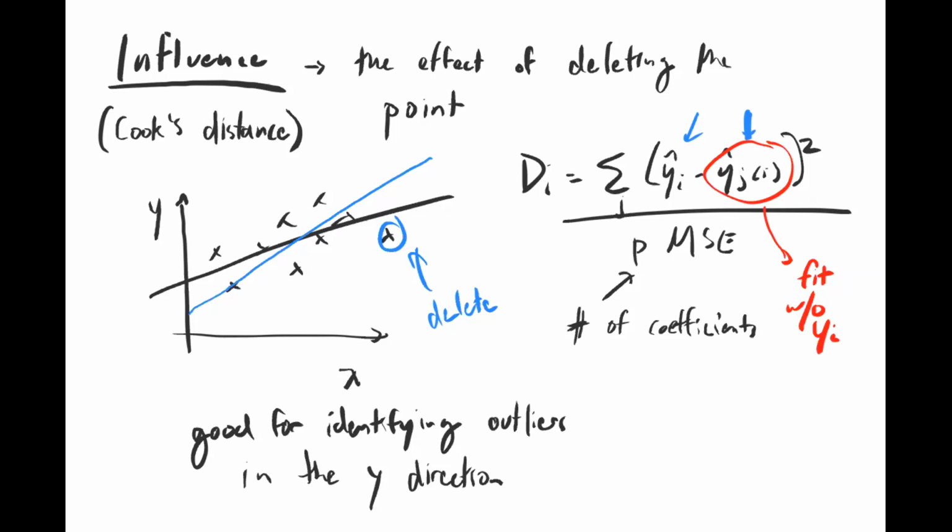So this is the formal definition of Cook's distance, but as long as you have the interpretation of the chart and the graph on the left and what's happening: you drop a point, you look at the change in the predicted value of your y. That's the general concept of Cook's distance.